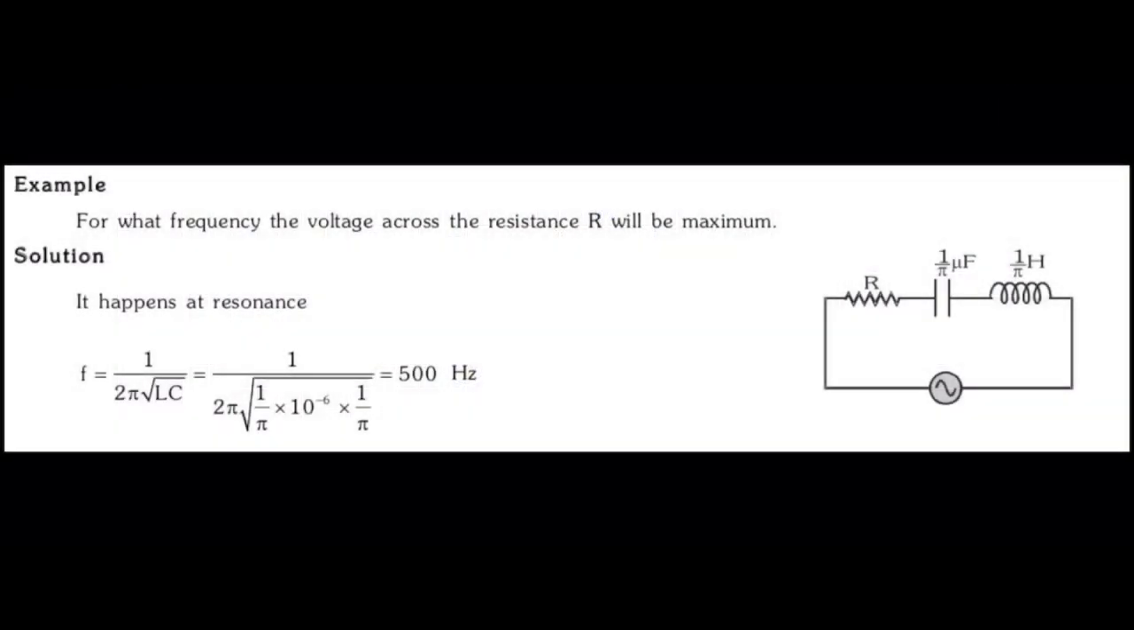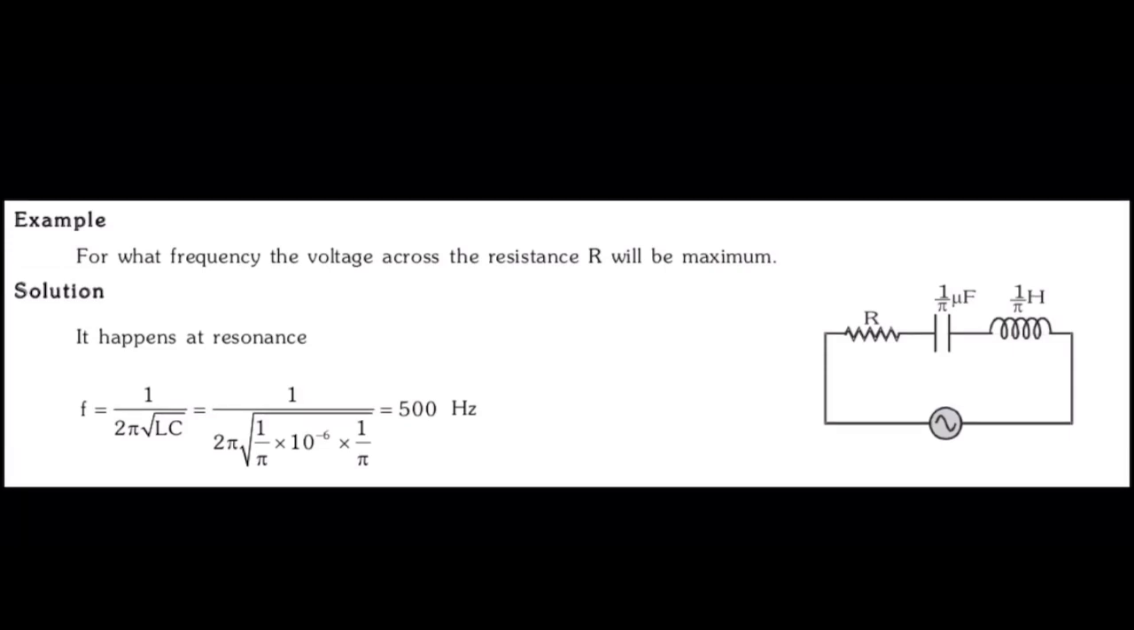A very simple question. The question is, for what frequency the voltage across the resistance will be maximum? And they have given the inductor value and capacitor value. The inductor value they have given 1 by pi Henry, and capacitor value they have given 1 by pi microfarad. So the question is for what frequency the voltage across resistance will be maximum, which means the answer should be in hertz because they have asked frequency.